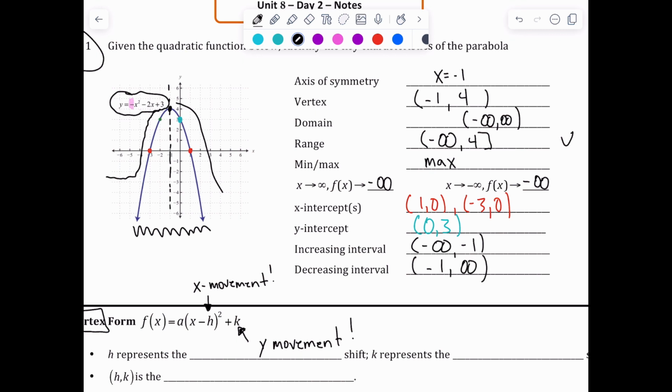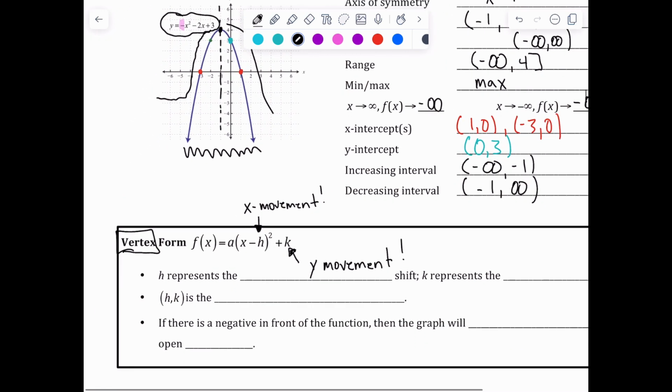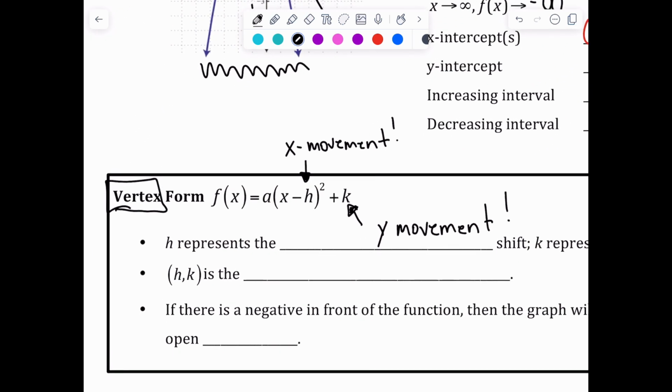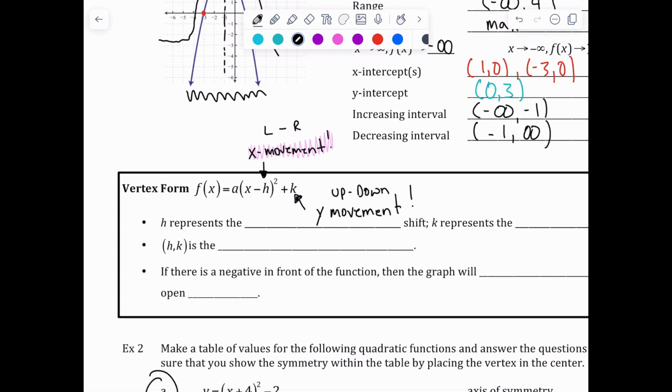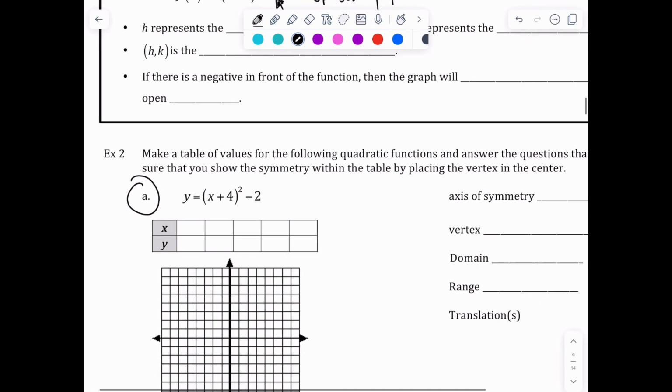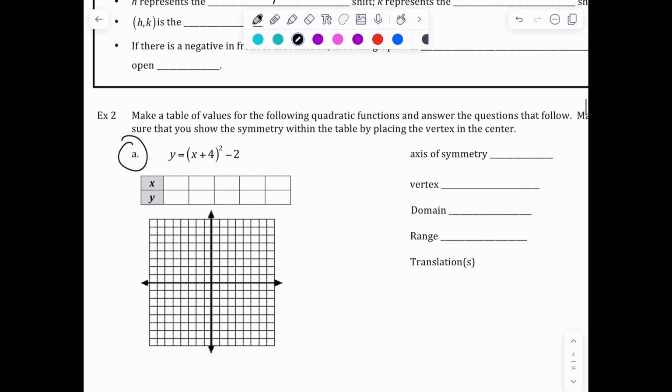Okay, vertex form. We talked a little bit last class about what vertex form was, but here's just some notes for you there. Vertex form is going to look like this, and we're dealing with that today mostly. Remember that this right here inside the parentheses is the x movement, or the shift from left to right. And this is going to be movement up and down, or the y movement of the vertex. We're not going to take time filling all that in, but I would just make note of that right there.